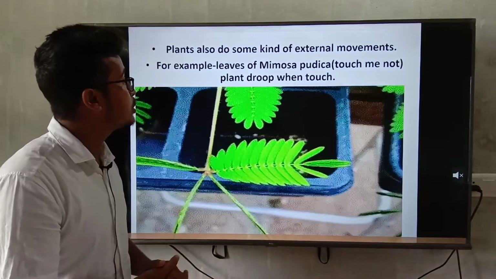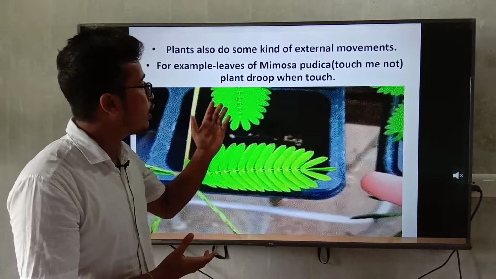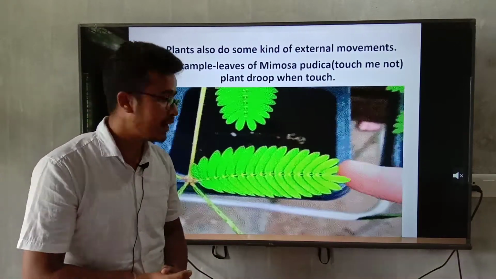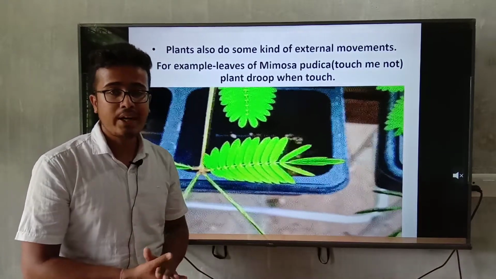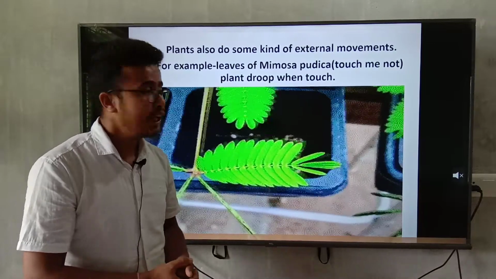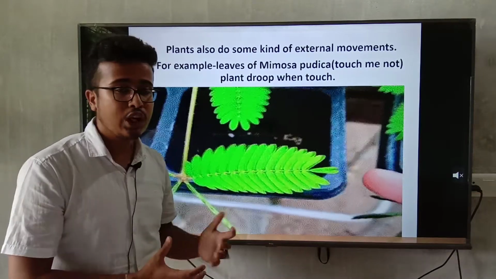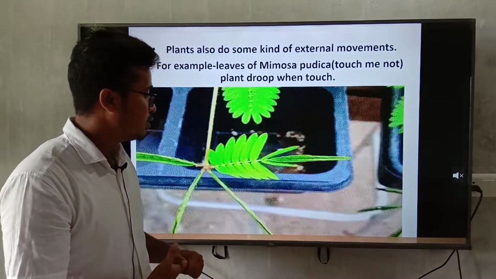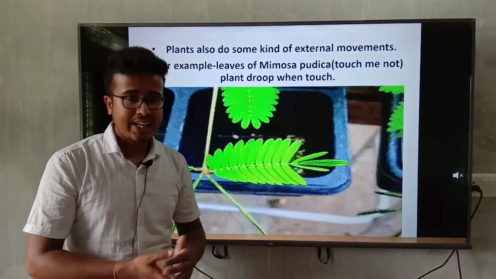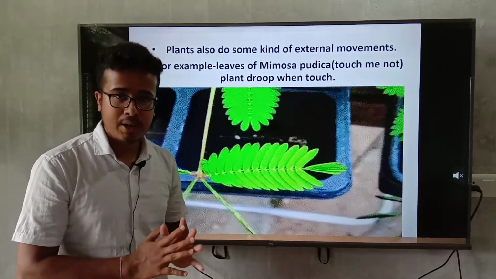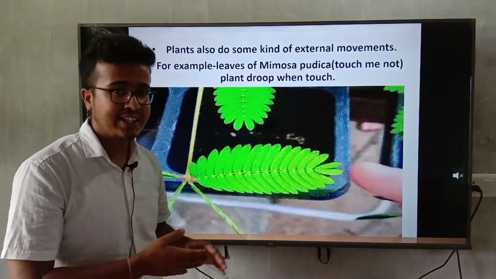Plants also do some kind of external movement. For example, the leaves of Mimosa pudica. You can see this picture. This plant is called Mimosa pudica, and its common name is touch-me-not plant. If we touch this plant, then it starts to bend. This is the external movement of this plant. We find this plant in our locality also.